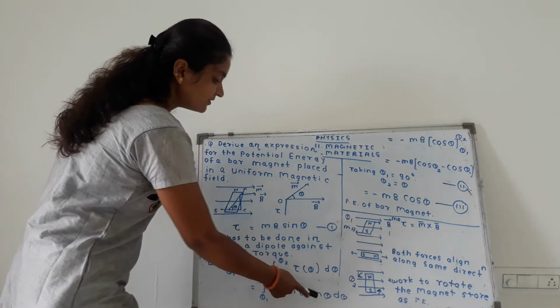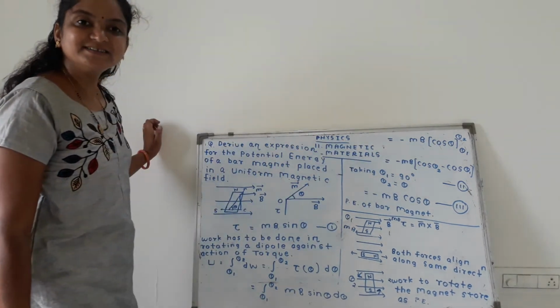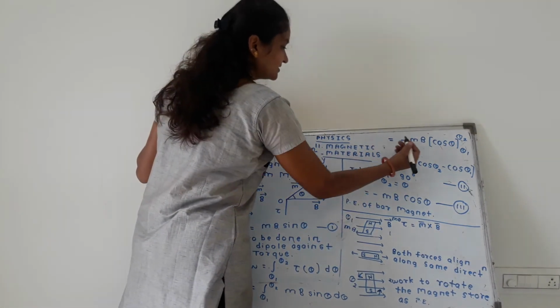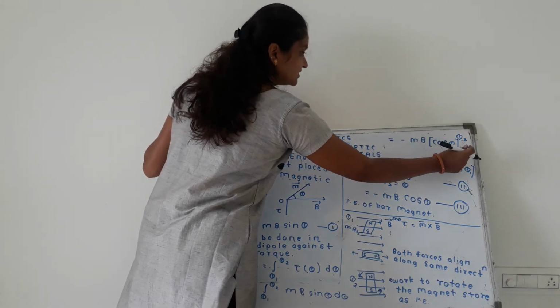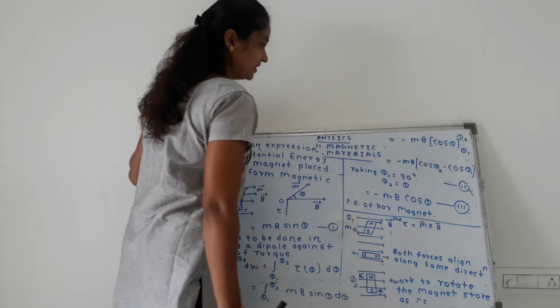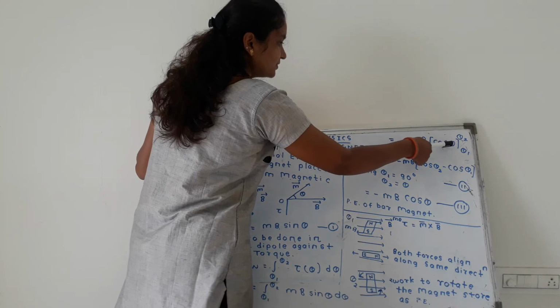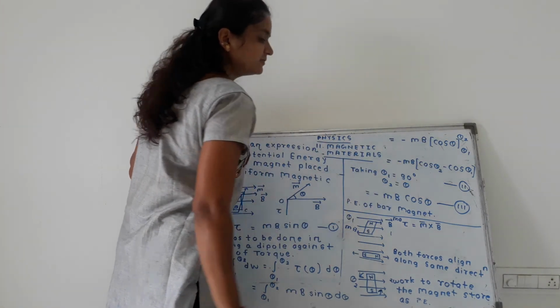Sin theta integrates to minus cos theta. M B is a constant, so we keep it aside from the bracket. Cos theta integrated with limits theta 1 to theta 2 gives minus M B times, putting in the values, cos theta 2 minus cos theta 1.